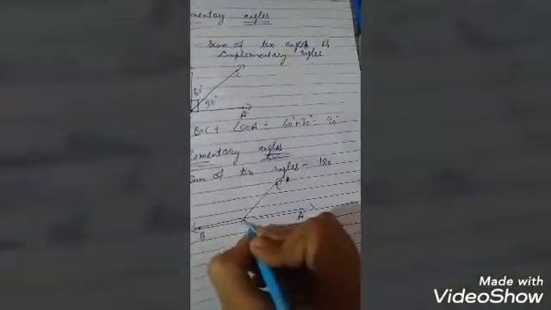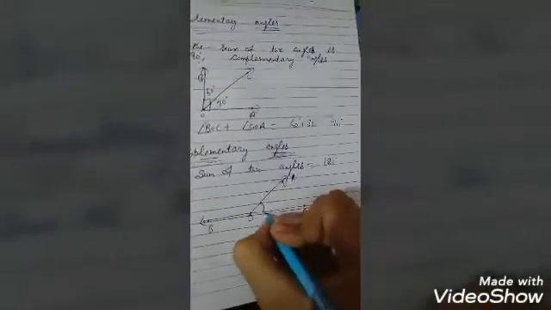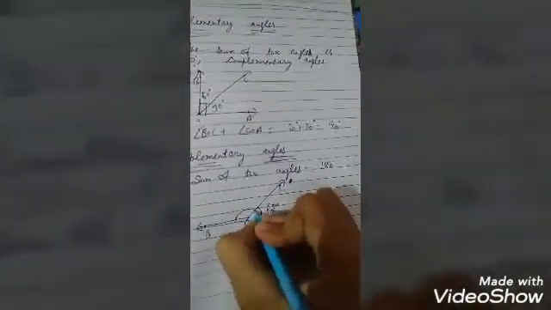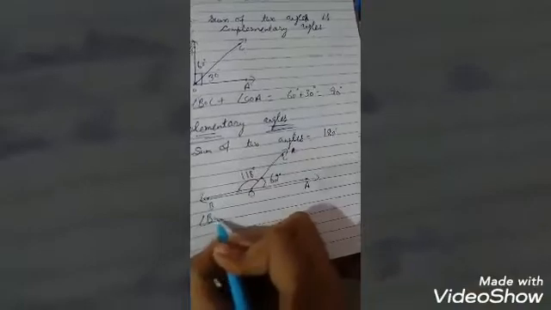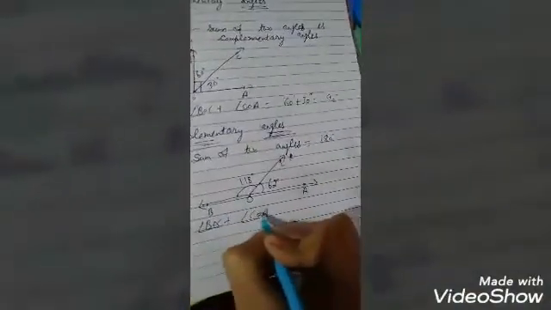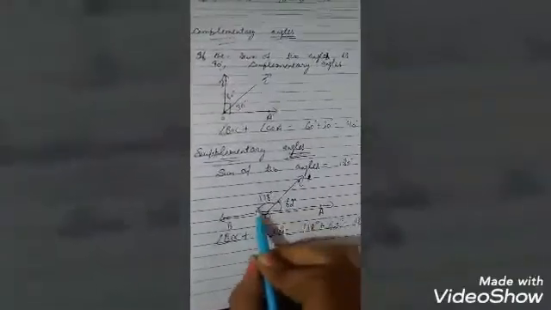Like A, B, C and O. This is 62 degree, this is 118 degree. When we add angle BOC and COA, angle BOC plus COA, that is equal to 118 plus 62 degree is equal to 180 degree. It means angle BOC and COA are supplement to each other. They are supplementary angles.